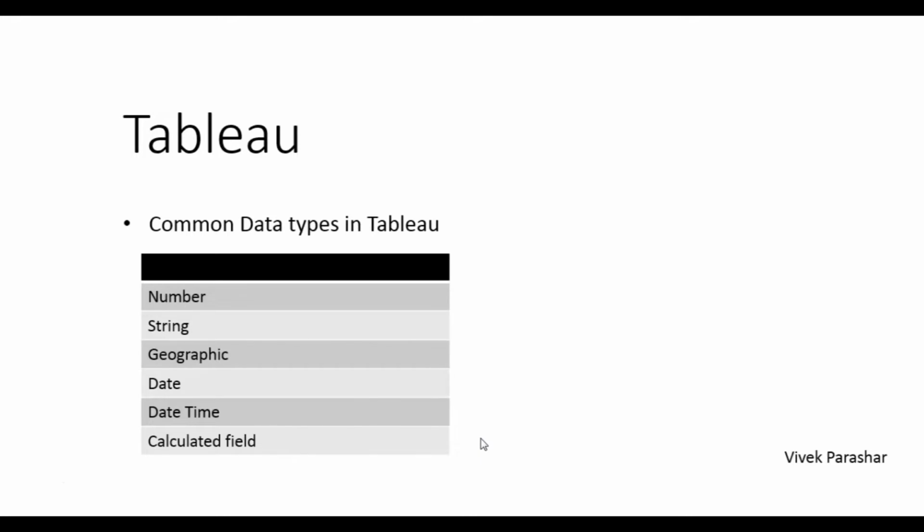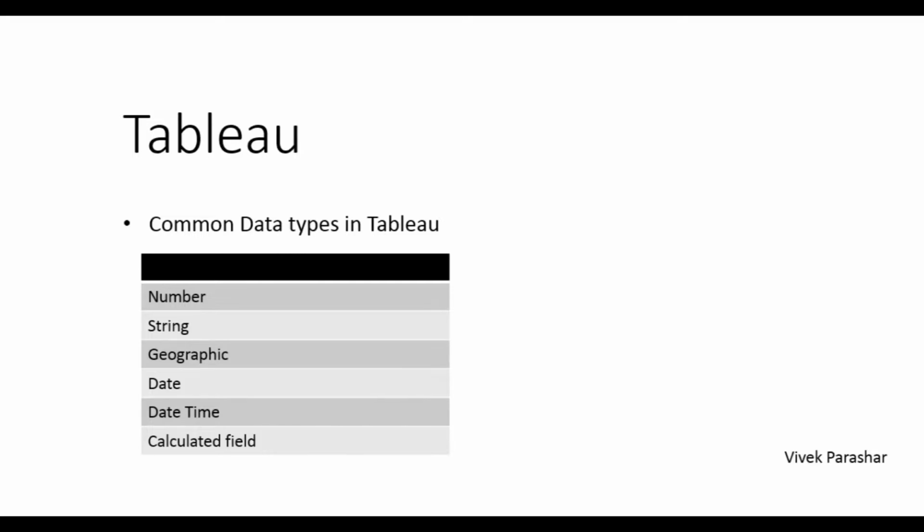Hi, welcome all. In this tutorial, we will understand what are the common data types available in Tableau. As you can see, we have number, string, some geographic field types, date, date time, and calculated field. Calculated field we will not see in this tutorial. We will see it in an upcoming tutorial.